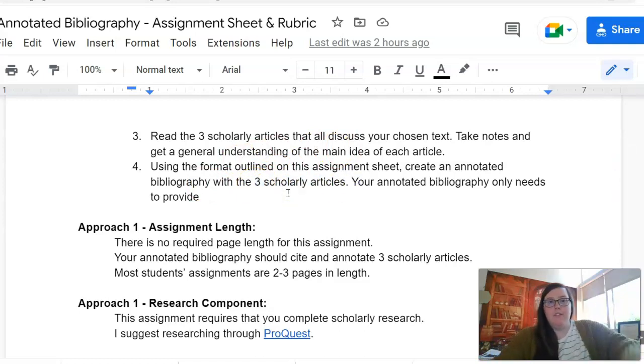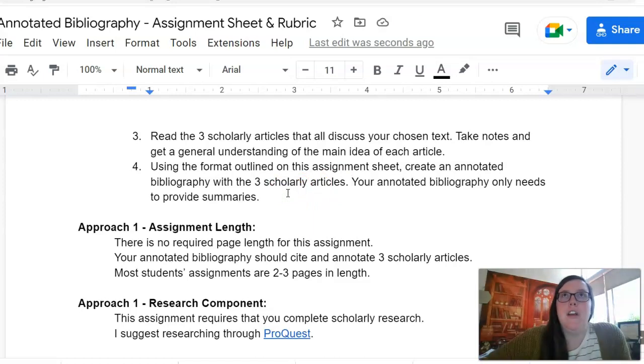Your annotated bibliography only needs to provide summaries. Some annotated bibs have how you'll use these articles in your future paper or your own evaluation of the article, whether you thought the ideas were good or bad, something like that.